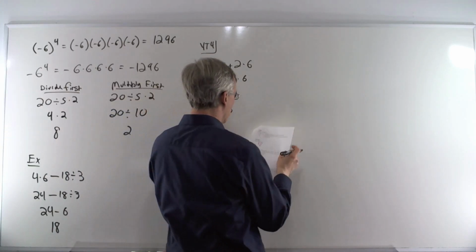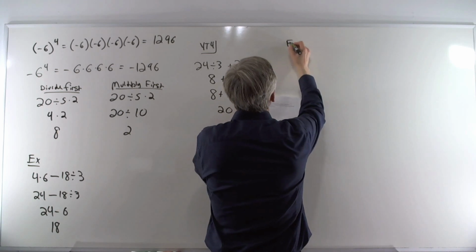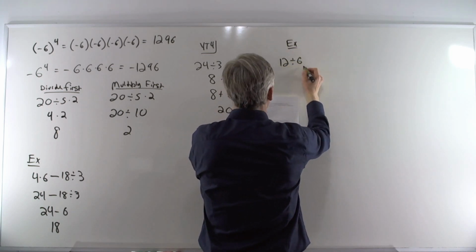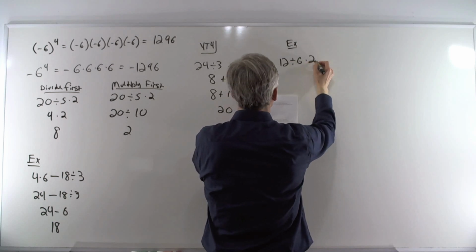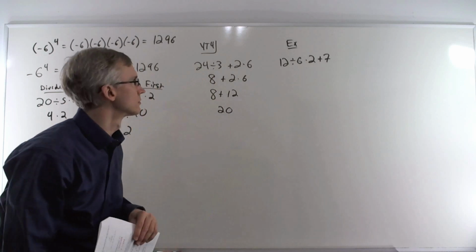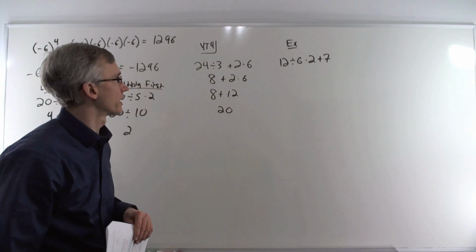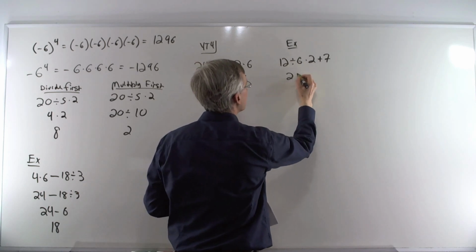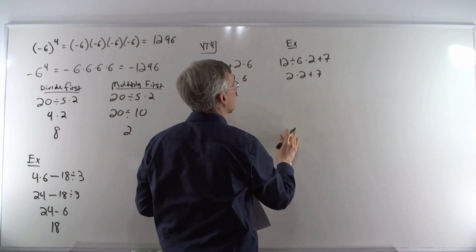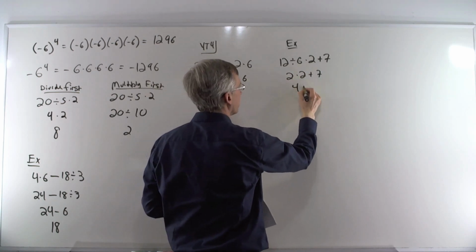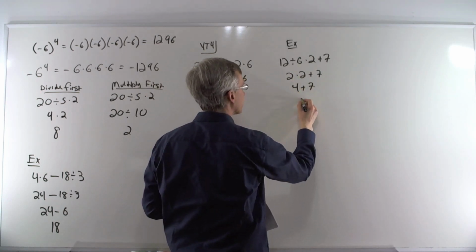Next example. Twelve divided by 6 times 2 plus 7. Again, no grouping symbols, no exponents. Start on the left with this division. 12 divided by 6 is 2. From left to right, I would do the multiplication, so that's 4 plus 7, and then finally the addition to get 11.